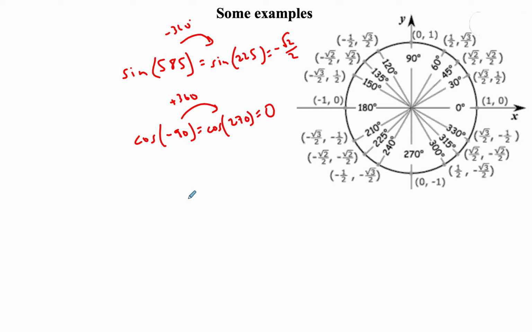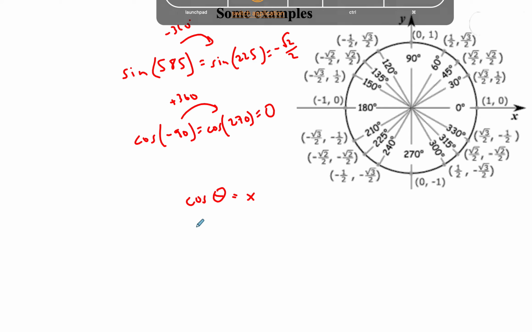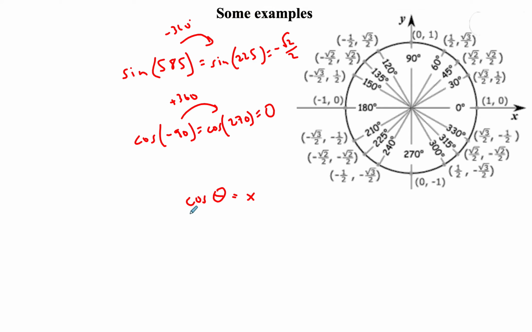Cosine of the angle is the x, and sine is the y. You're going to see this symbol, theta. Theta is a variable like x that is used to represent angle measures. Because we're talking about the cosine of an angle equaling x, we don't want to use x twice. That's why we have things like theta. So that's it for sine and cosine.